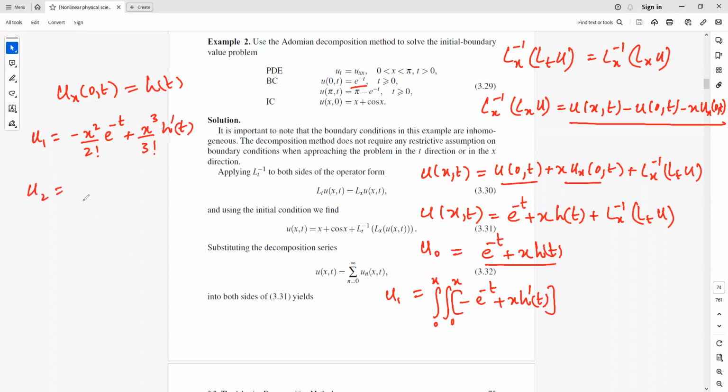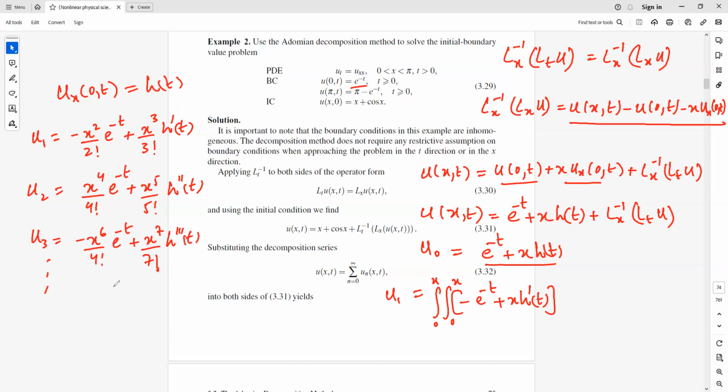Now for you to again repeat the same procedure, we will get this as x power 4 over 4 factorial e to the power negative t plus x raised to the power 5 over 5 factorial h double prime of t. Similarly for u3, we will get x to the power 6 over 4 factorial e to the power negative t plus x to the power 7 over 7 factorial h triple prime of t, right? And by solving it for the nth term, now we can generalize this thing.